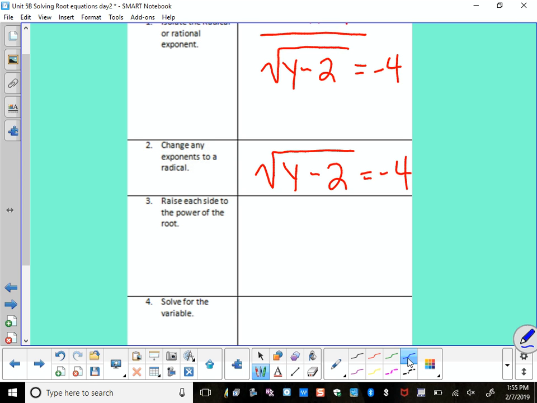Step 3 says raise each side to the power of the root. This is what we're doing. We are trying to get rid of this root. If nothing's there inside the root, it's understood to be what? 2, which is the square root. So to get rid of that square root, I'm going to raise it to the power of 2 on each side. What you do to one side, you'll do to the other side.